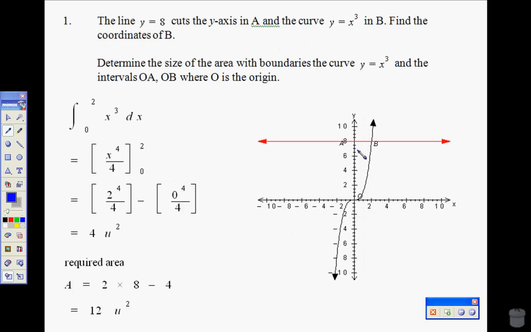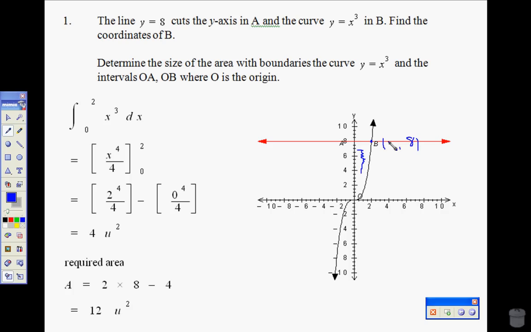What we want to find is the area between the curve, the y-axis, and the line y is equal to 8. So the first point, we want to integrate. When we integrate, we get the area below the curve, down to the x-axis. We firstly need this point B. We know that at point B the y value is 8, because it lies along the line y is equal to 8.